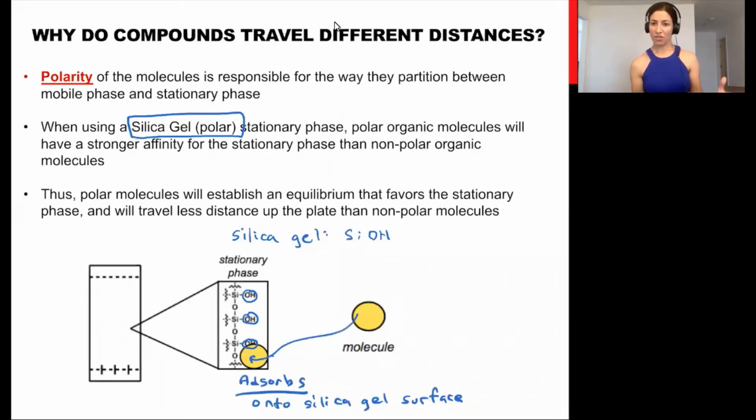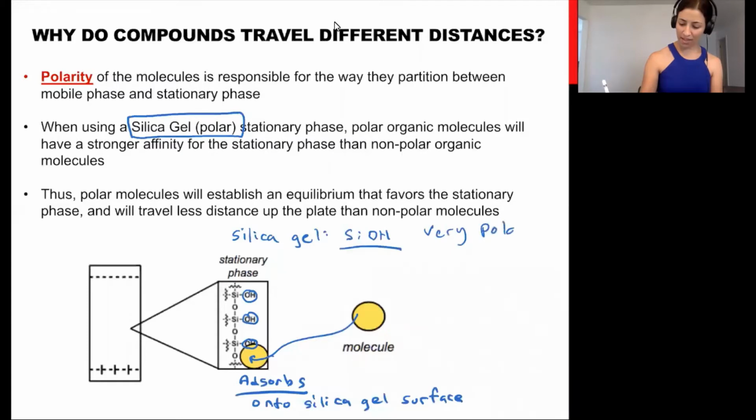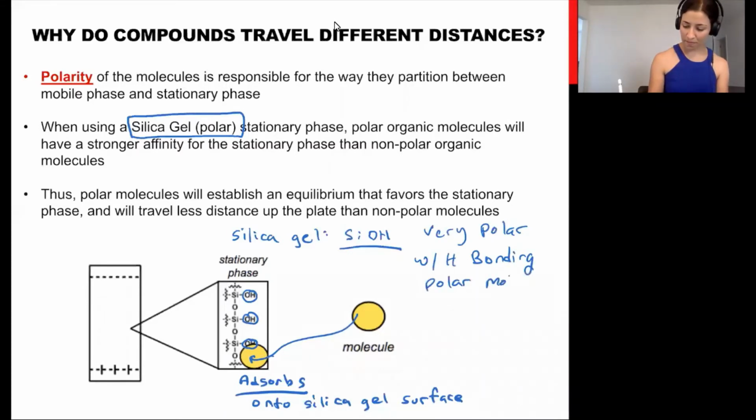Well, what you can imagine from your knowledge of a "like dissolves like" mentality is that polar molecules will adsorb tighter onto this hydrogen bonding polar surface than a nonpolar molecule might. Okay, so that's our first lesson. This is a very polar surface with lots of hydrogen bonding. A polar molecule will stick or adsorb more tightly.